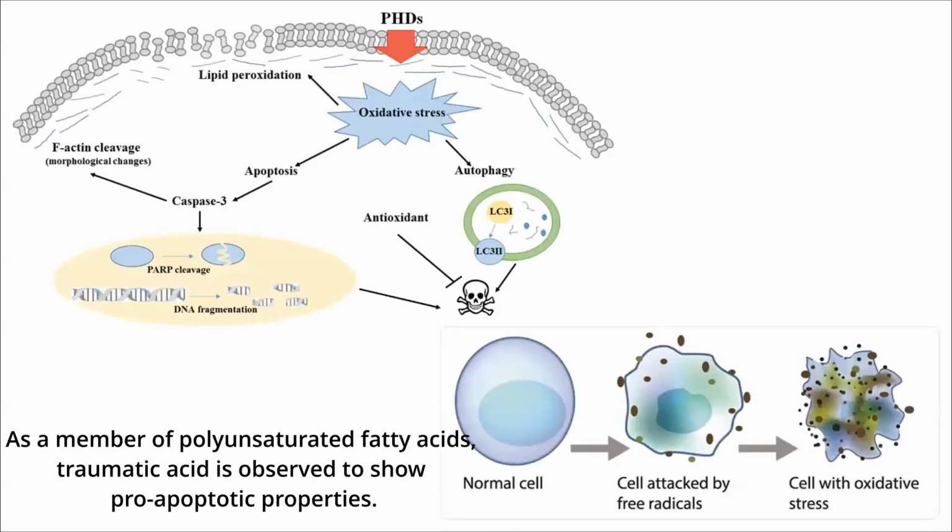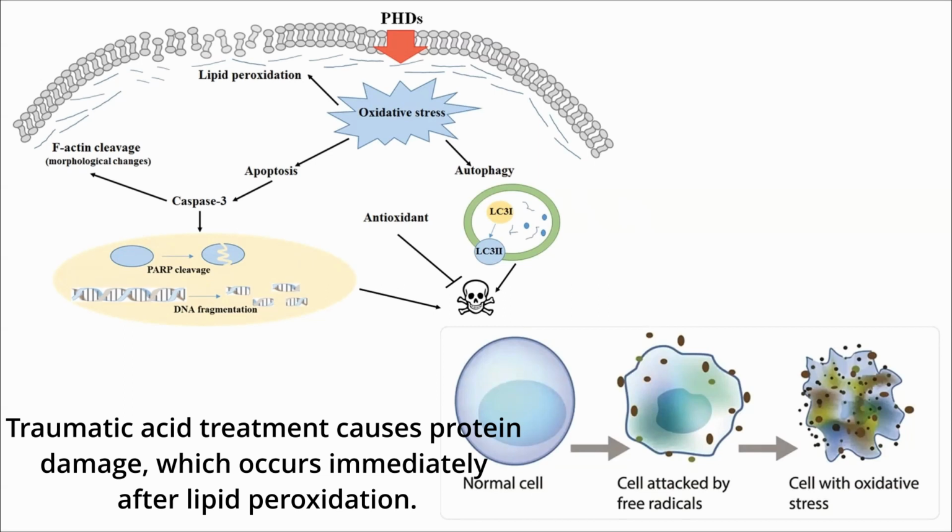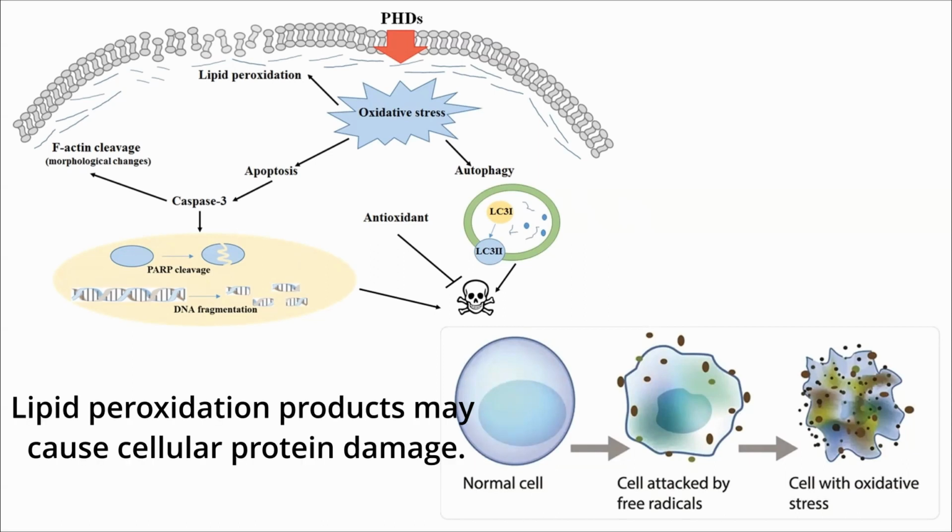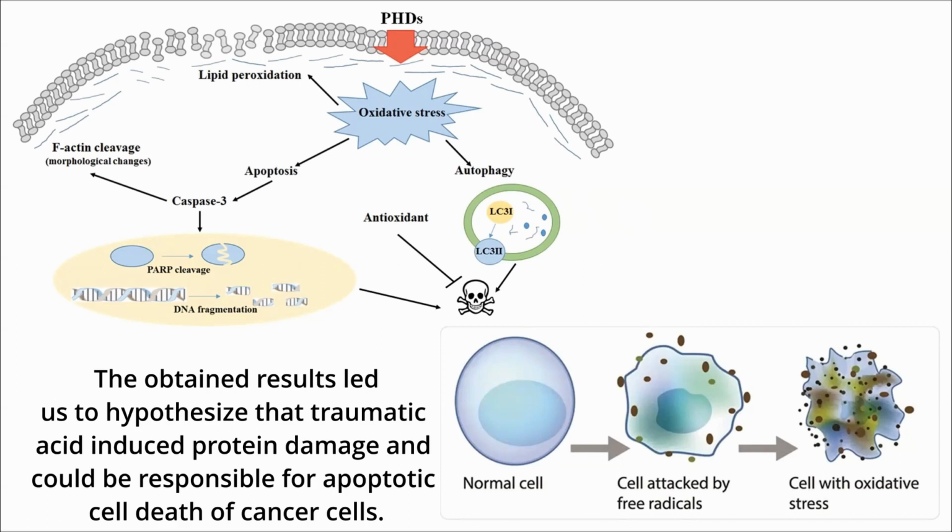As a member of the polyunsaturated fatty acids, traumatic acid is observed to show pro-apoptotic properties. Traumatic acid treatment causes protein damage, which occurs immediately after lipid peroxidation. Lipid peroxidation products may cause cellular protein damage. These results lead us to hypothesize that traumatic acid-induced protein damage could be responsible for apoptotic cell death.